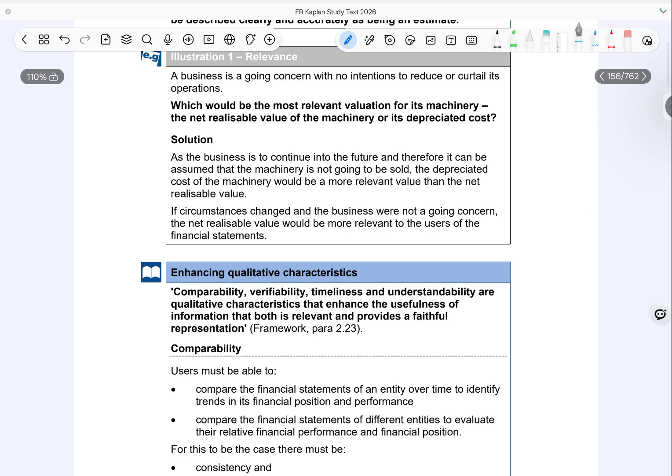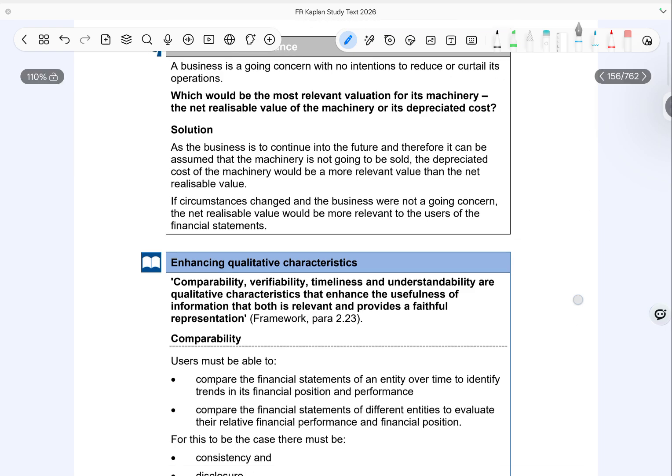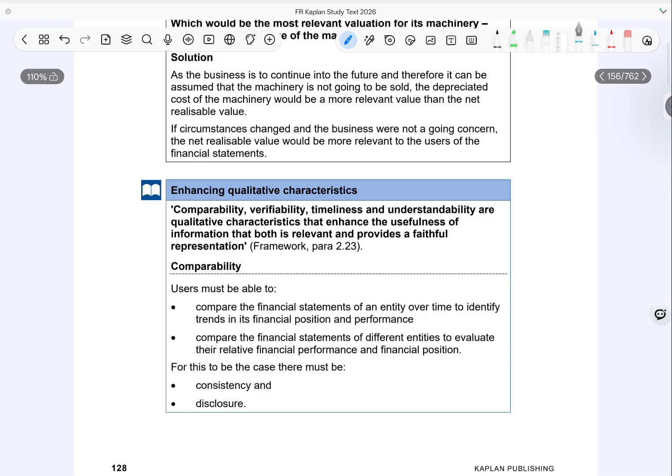Okay, let's talk about the enhancing qualitative characteristics now. So I'll give you a quick memory trick, which is CV to you. Comparability, verifiability, timeliness, and understandability. These characteristics don't make information useful on their own. Instead, they make relevant and faithfully represented information even more useful.